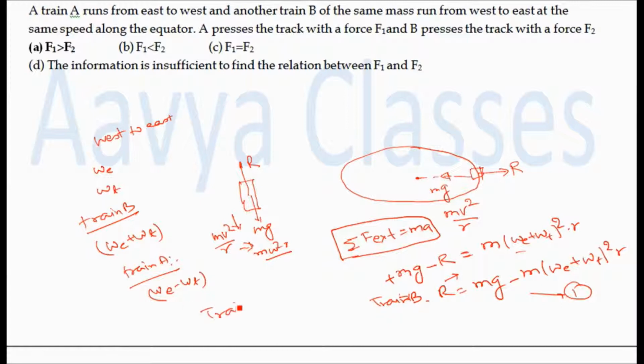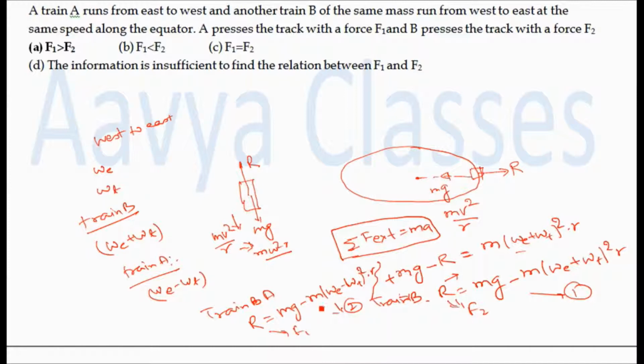For train A, if I write the similar equation, then we get mg minus R is equal to m omega e minus omega t whole square into r, and finally R is equal to mg minus m omega e minus omega t whole square into r. So this is our equation 2. Now if you see the problem, A presses the track with a force F1, so for train B, R is equal to F2, and for train A it's F1.